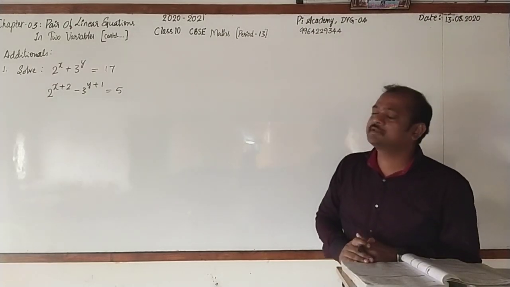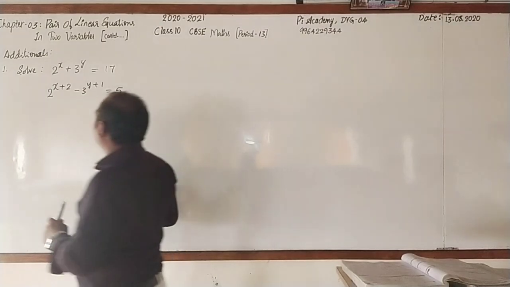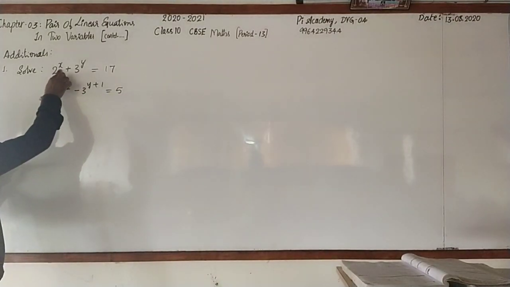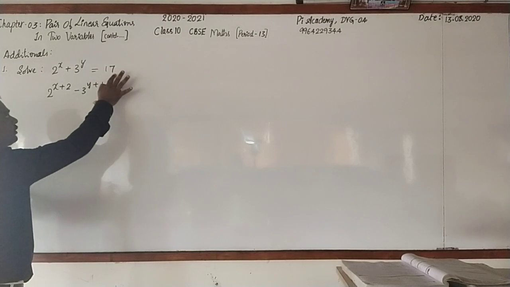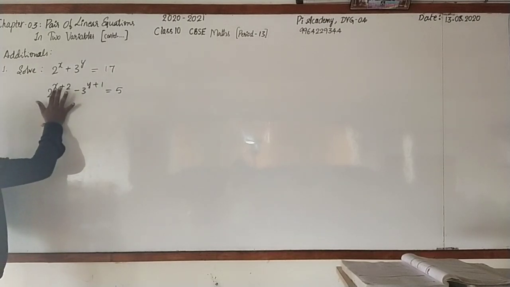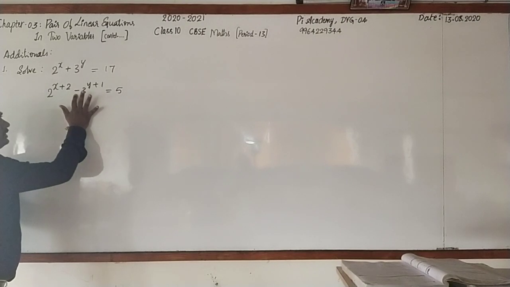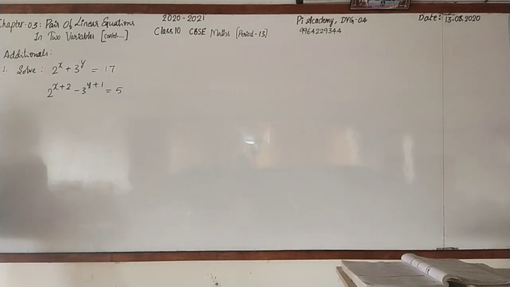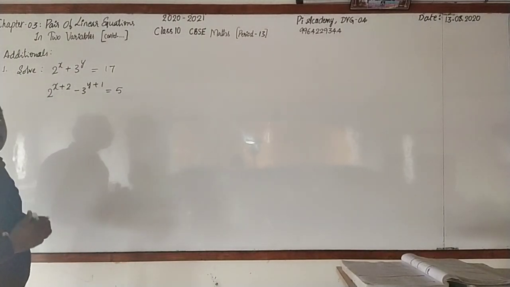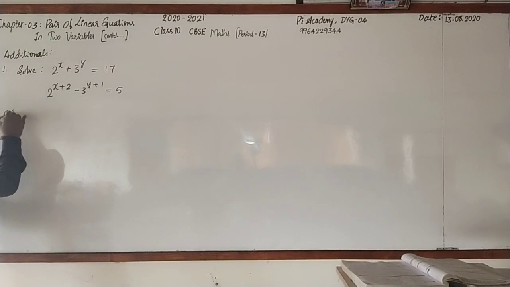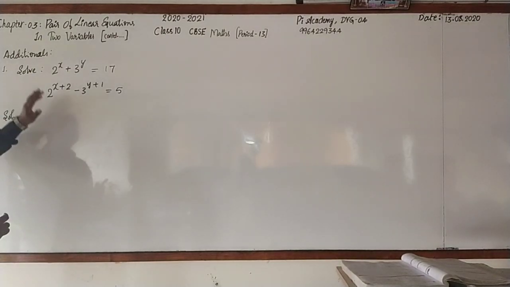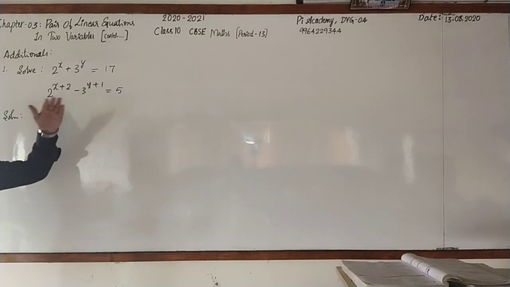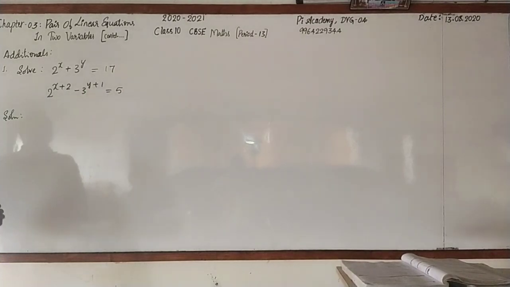Observe, here it is somewhat different. You are going to solve the equations 2 raised to the power x plus 3 raised to the power y is equal to 17, and the second equation 2 raised to the power x plus 2 minus 3 raised to the power y plus 1 is equal to 5. Here the terms are in exponential form. Then how to solve them? Just keep observing. You can pause the video and copy this. After copying, please start writing with me. Let's go for writing the given equations.